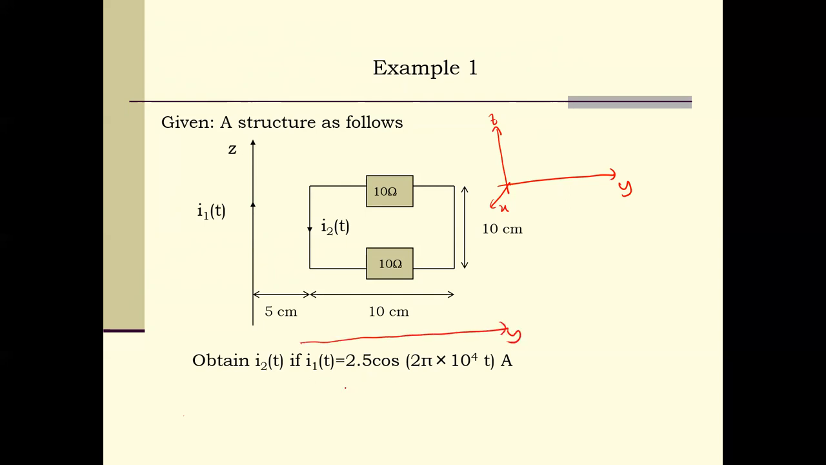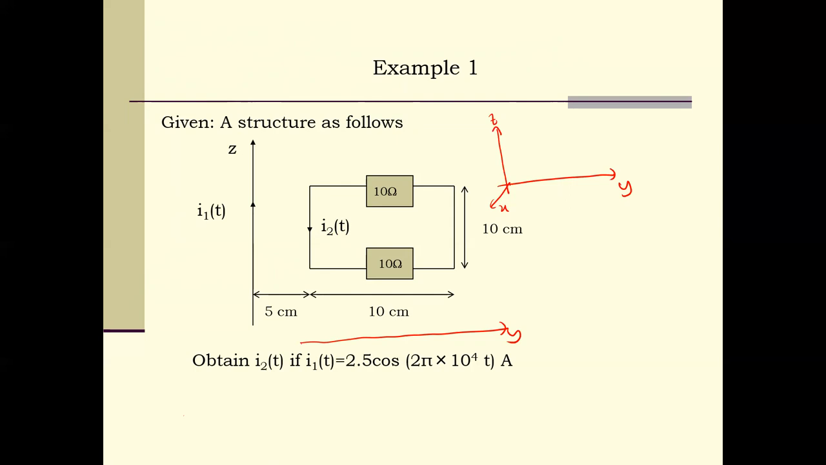Okay, so the question is, obtain I2(t), which is the current in the square loop, if I1(t) is 2.5 cosine(2π times 10 to the power of 4 t) ampere. Based on this particular circuit, you can see that your current is time varying, but your loop is static, it's not moving. So we can see that this is the EMF generation, because I2(t) is the induced current in the loop, and the induced current here is based on the method of transformer EMF.